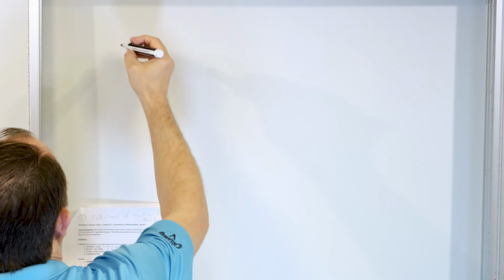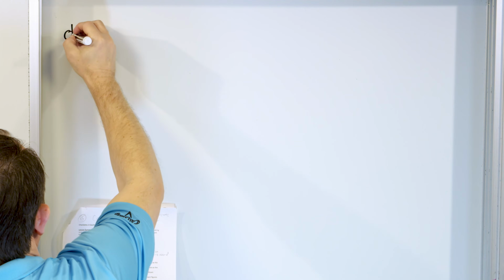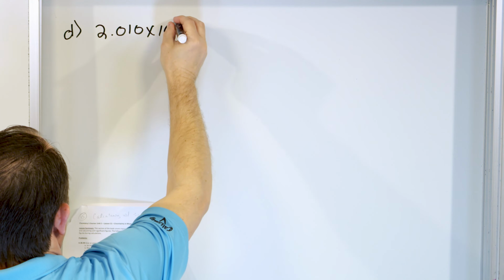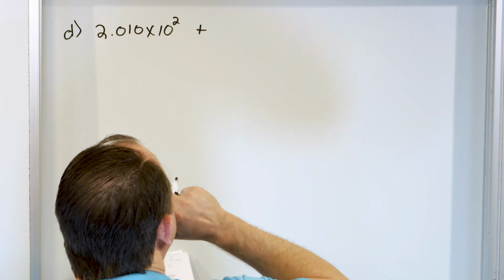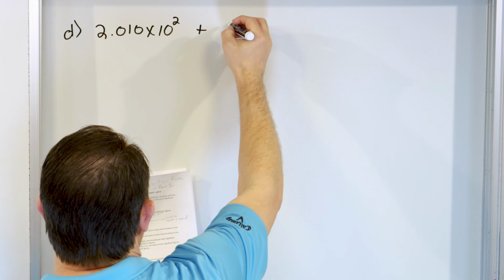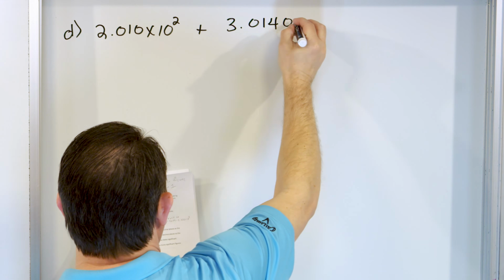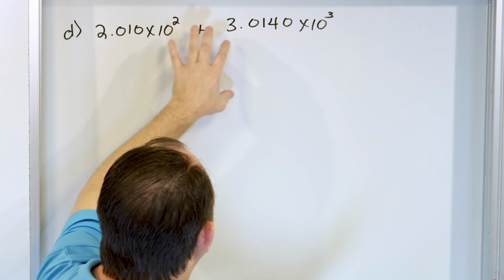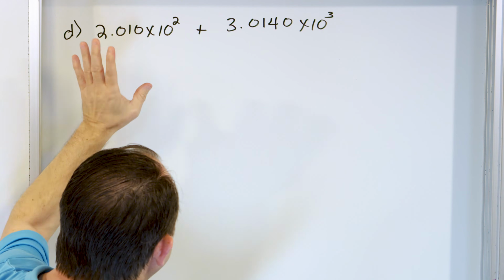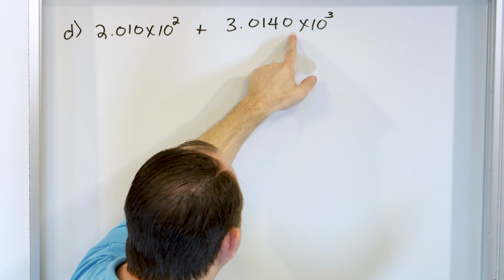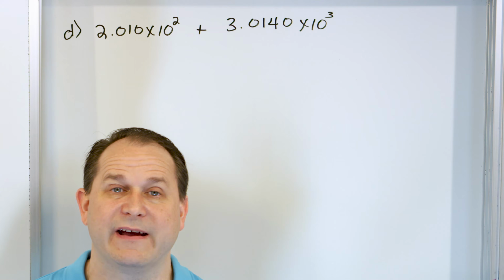All right, we only have 2 more little problems like this. 2 more little calculations, and we're done. And these are going to involve multiplication and division. So this is part D. We're going to have 2.010 times 10 to the power of 2. I misspoke earlier. This one's going to involve addition and subtraction as well. So we have 3.0140 times 10 to the power of 3. We have to be careful with this situation because we have scientific notation here. It's very easy to say, well, I'll just count these as 3 digits after the decimal and 4 digits after the decimal, so my answer has to have 3 digits after the decimal.